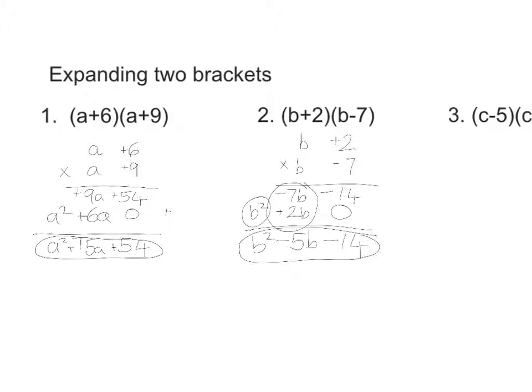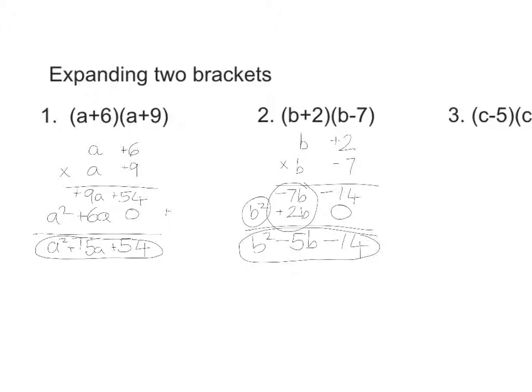Okay. Before I start the last one, we're just going to look at something. If you notice, 9 multiplied by 6 gives me my end term here, 54, just like negative 7 multiplied by 2 gives me this one, negative 14. Now obviously a times a will give me my first term, a squared, and b times b, b squared. What about this one? How do I get this? Well, in this case it's 6 plus 9 gives me 15. And here 2 subtract 7 is negative 5.